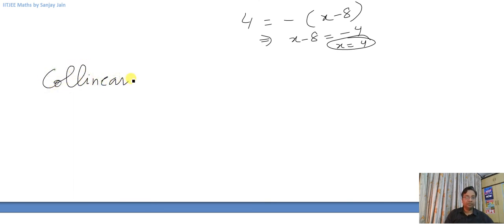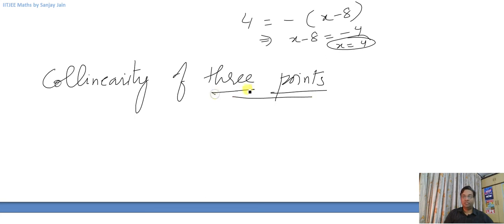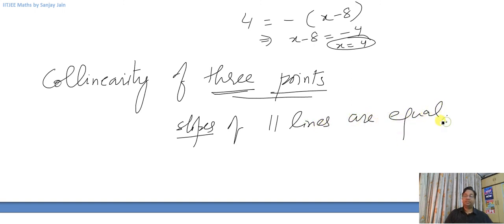Collinearity of 3 points. So we are discussing collinearity of 3 points. Now we know that slopes of two parallel lines are equal, right? Now if there is a situation that two lines have got equal slopes and a common point, then these points that we are talking about will lie on the same line, right? So these 3 points will be collinear.